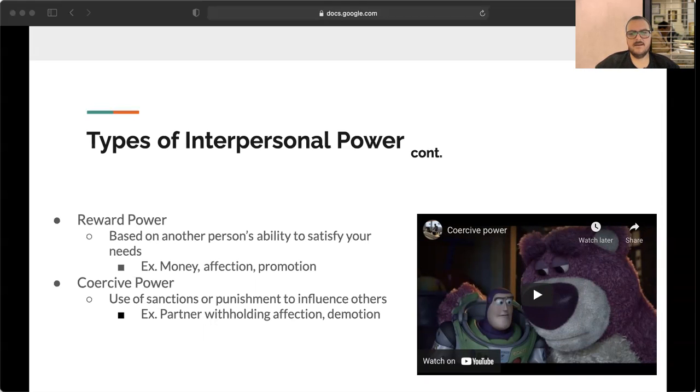If you have a high need for physical affection, your partner can withhold that affection if you do not comply with requests. So in this clip, it's Lotso Bear, who is kind of punishing Buzz Lightyear for not complying with his request.